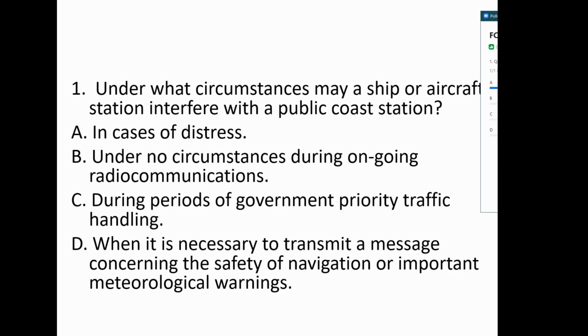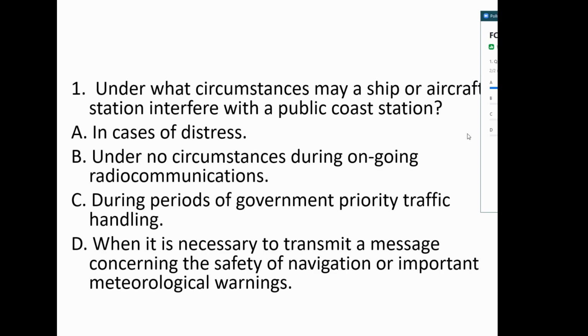C, during periods of government priority traffic handling. And that might be an example of when you should leave them alone anyway, but that's not necessarily applying to the distress situation. Or D, when it is necessary to transmit a message concerning the safety of navigation or important meteorological warnings. Oh, you want to basically interfere with the coast station saying, oh, excuse me, but there's a storm a brewing, or there's a log in the water. No, they don't want you to cut in for things like that.